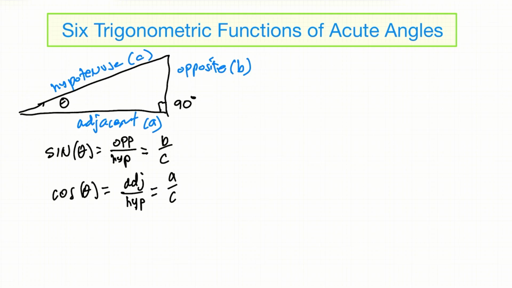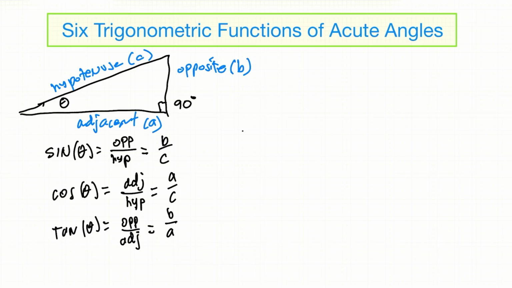The third one we want to define is the tangent of theta. It's also a ratio, but of two different lengths of the right triangle. It's the opposite over the adjacent, which is equal to b over a, whatever the lengths of those lines are. Now we can define three more that are reciprocals of these three functions.